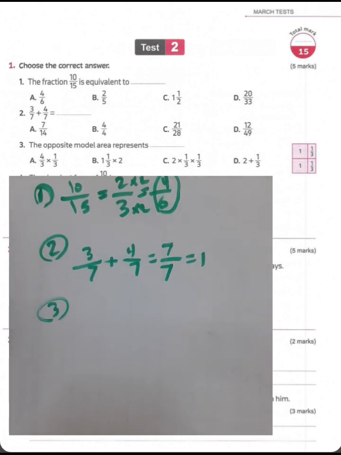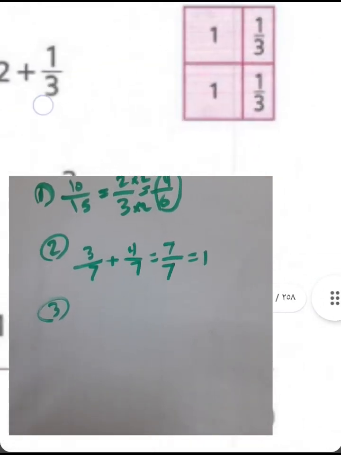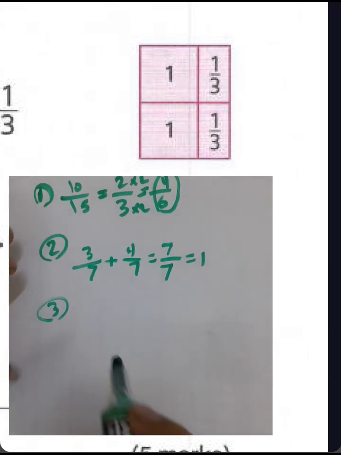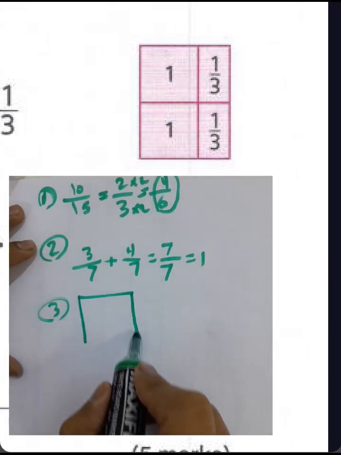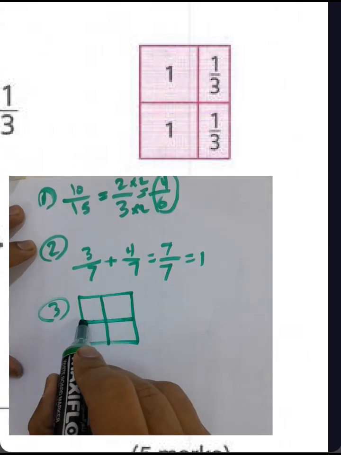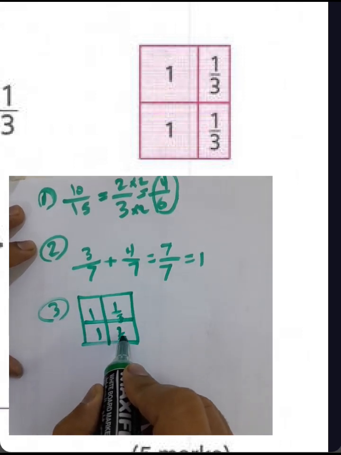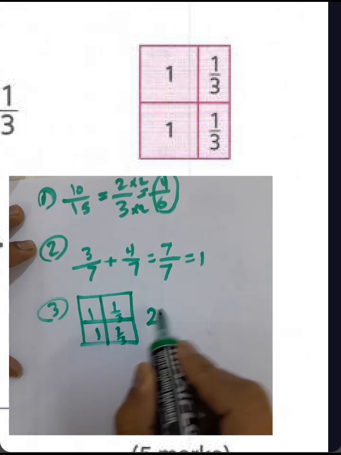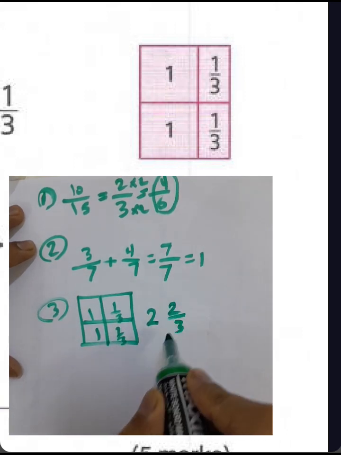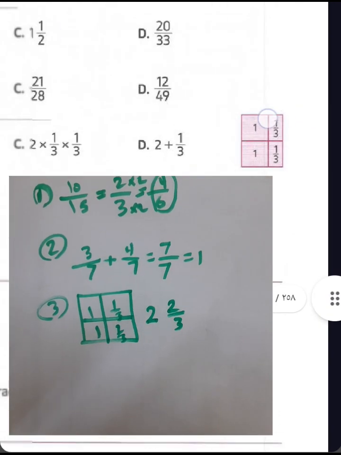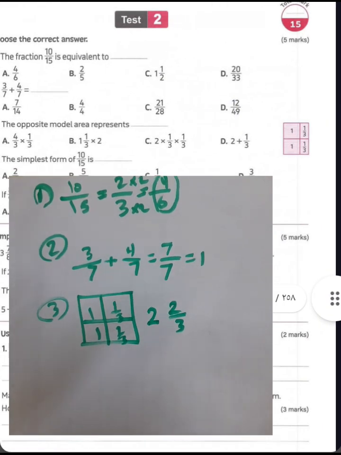1 and a third times 2. Sum of area here, we have 1 and 1 and a third and a third. You can find the area: 1 plus 1 equals 2 and a third plus a third equals 2 thirds. And then in the result here you can write 1 and 1 over 3 times 2. It represents the product of 1 and a third times 2.